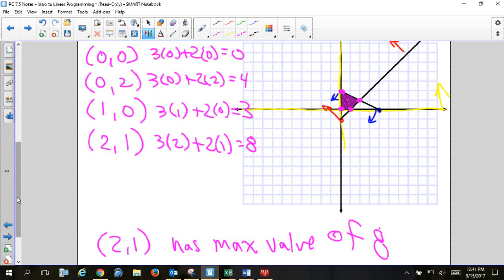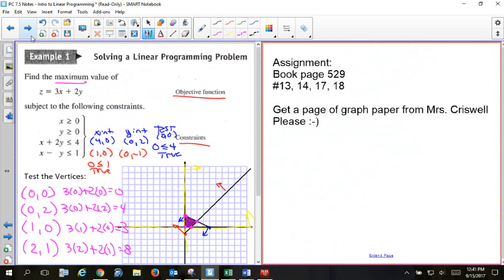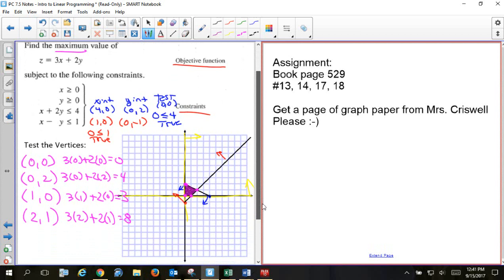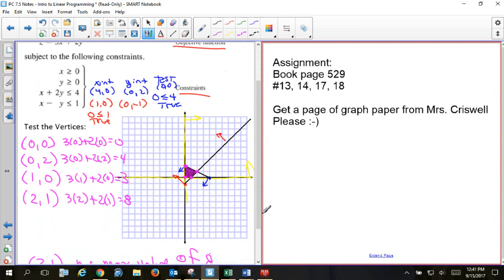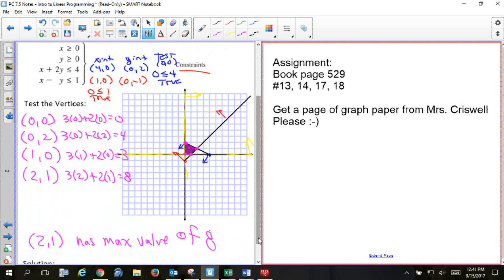And then your assignment is just, let me split the screen. The assignment is just book page 529, 13, 14, 17, and 18. And I've provided graph paper. You guys can just put your work on the graph paper along with your graphs. Okay? And then if you lose that graph paper, I also put it on Canvas. So you can print out as much as you want.